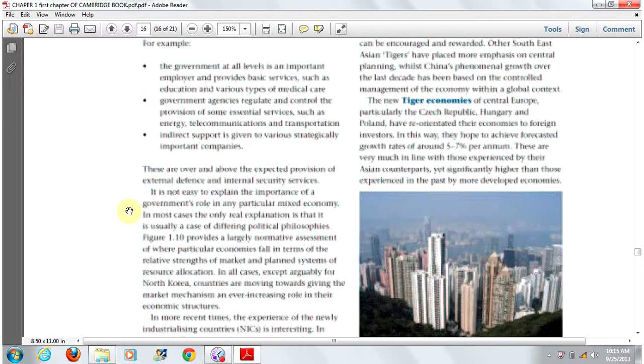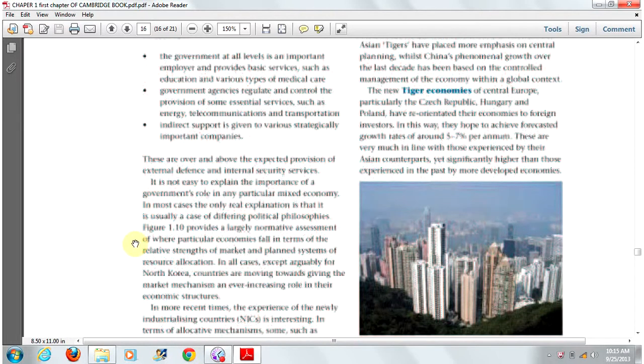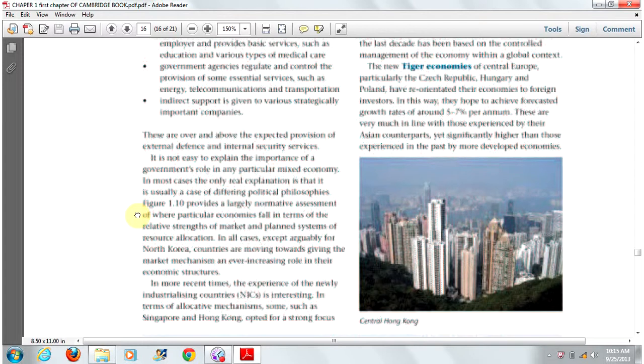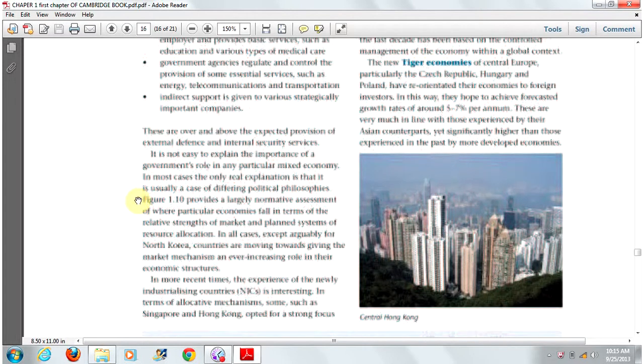Figure 1.1 provides a largely normative assessment of where particular economies fall in terms of the relative strengths of the market and planned systems of resource allocation. In all cases, except arguably North Korea, countries are moving towards giving market mechanisms an ever-increasing role in their economic structures. In more recent times, the experience of newly industrialized countries and NICs is interesting.